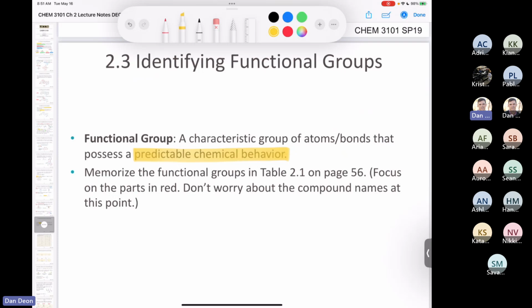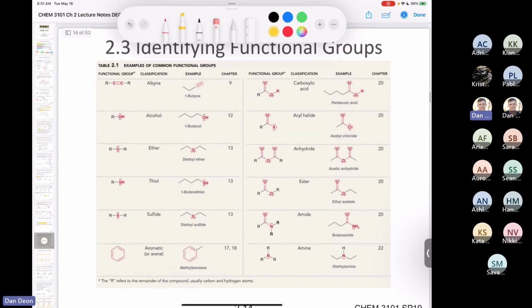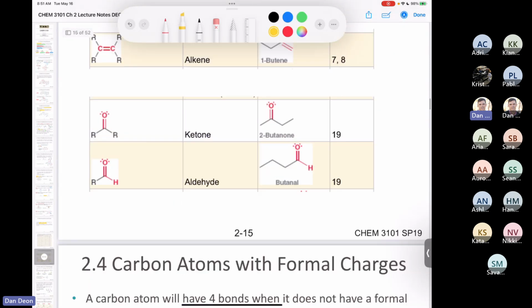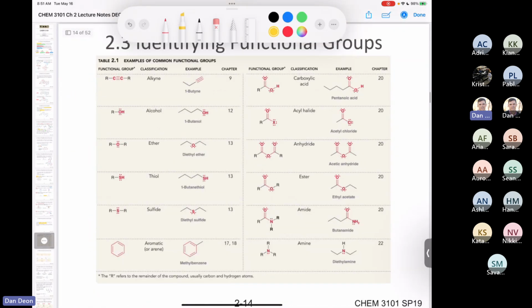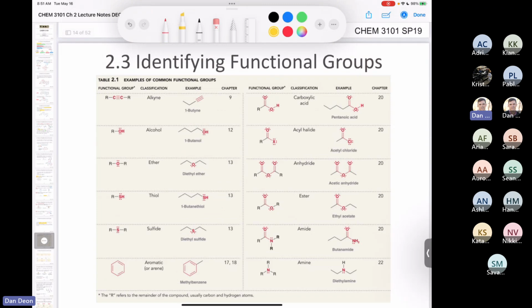And so this is why people who are interested in medicine have to understand functional groups, is because they have to be able to have some kind of prediction of what a molecule could do inside the human body. So it says here, memorize the functional groups on page 56. Well, this is an artifact of the olden days when we used the hard copy of the textbook. But I have a table here which covers, I think, the vast majority of the functional groups that you need to know. So this is table 2.1 from our textbook.